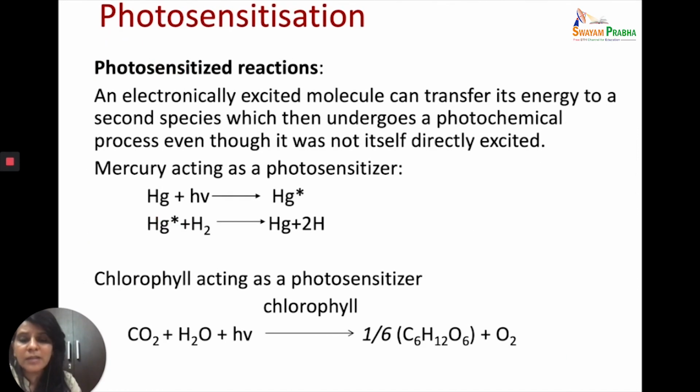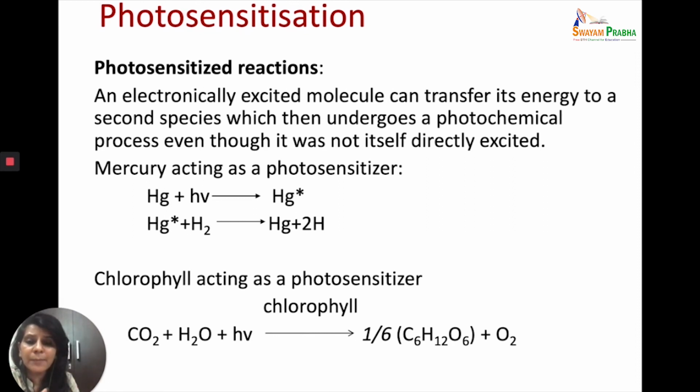Now, let's look at photosensitized reaction. In a photosensitized reaction, you have a donor and you have an acceptor. The donor is one which can absorb light and then transfer its energy to the acceptor. In the actinometer, we looked at uranyl sulfate. Uranyl sulfate was able to absorb light and then transfer its energy to the oxalic acid. So, uranyl sulfate was the sensitizer in that.